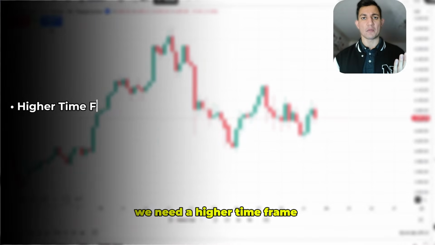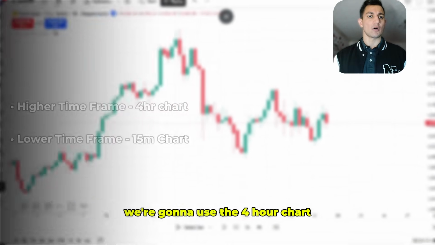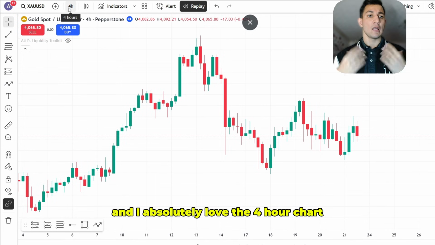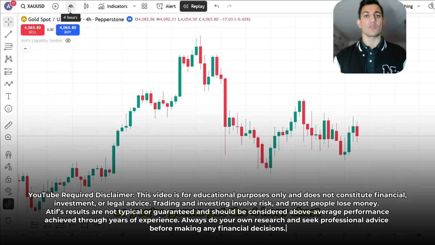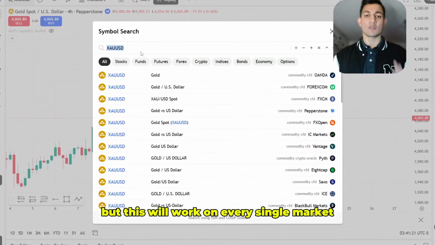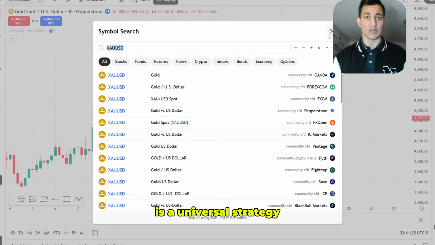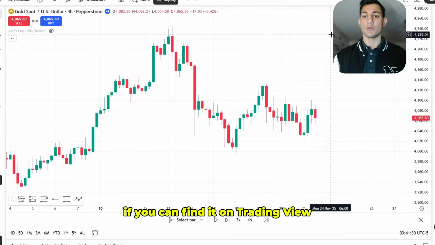We need a higher time frame and a lower time frame. So for this strategy, we're going to use the 4-hour chart, and I absolutely love the 4-hour chart. It's so easy to do your analysis on. So you're going to get the 4-hour chart up for whatever market you trade. In this example, we're going to do gold, but this will work on every single market that you can imagine. Every trading strategy I teach is a universal strategy, meaning it works on every single market that you can imagine. If you can find it on TradingView, you can use this strategy.